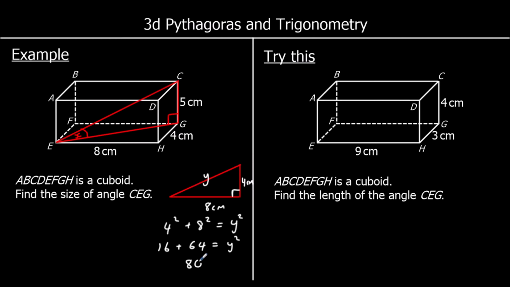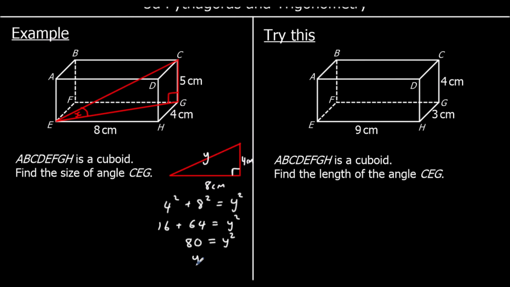16 and 64 make 80. So y squared is 80, which makes our y root 80. So E to G is root 80. So now we can use SOHCAHTOA on our triangle CEG. So we've got a triangle CEG.